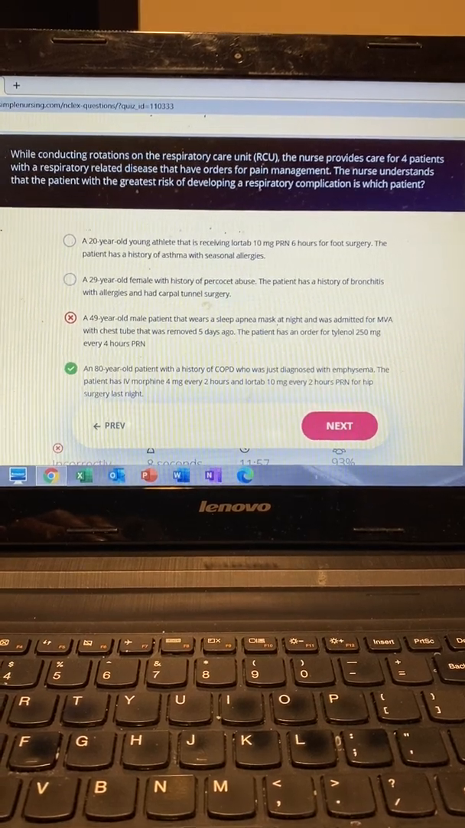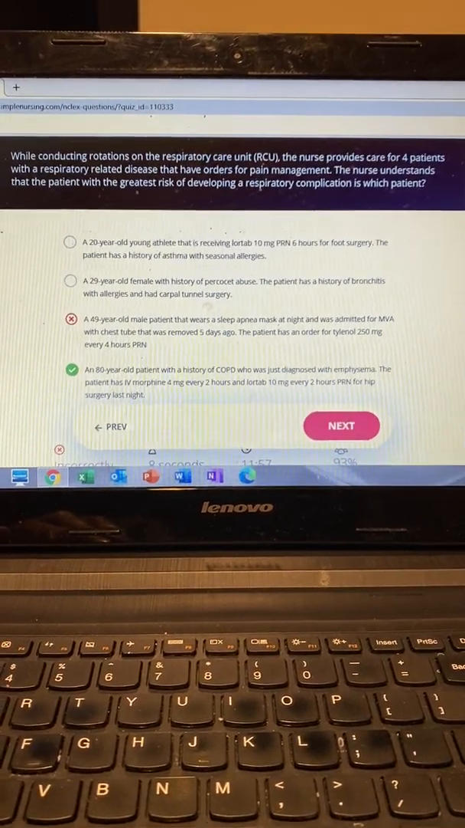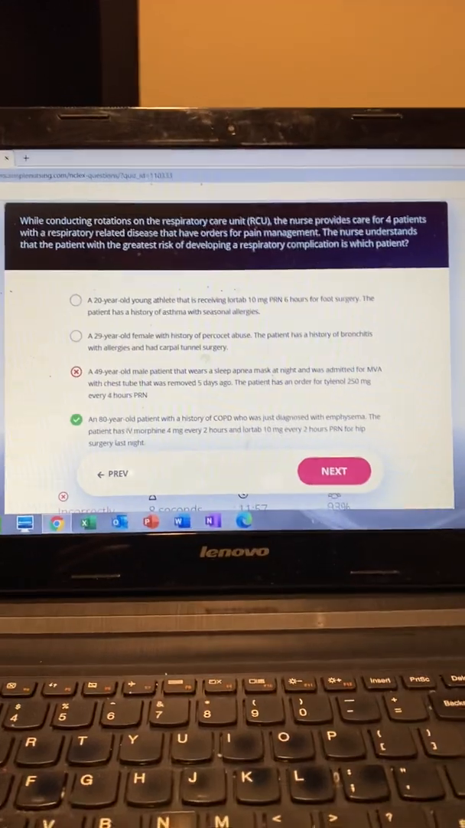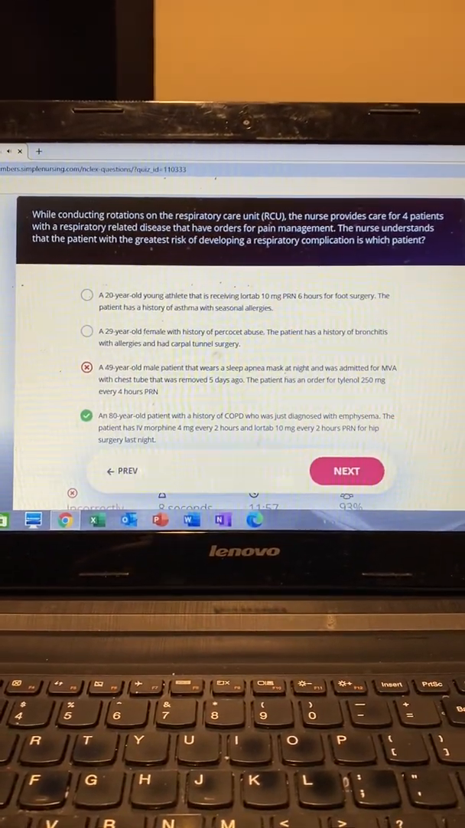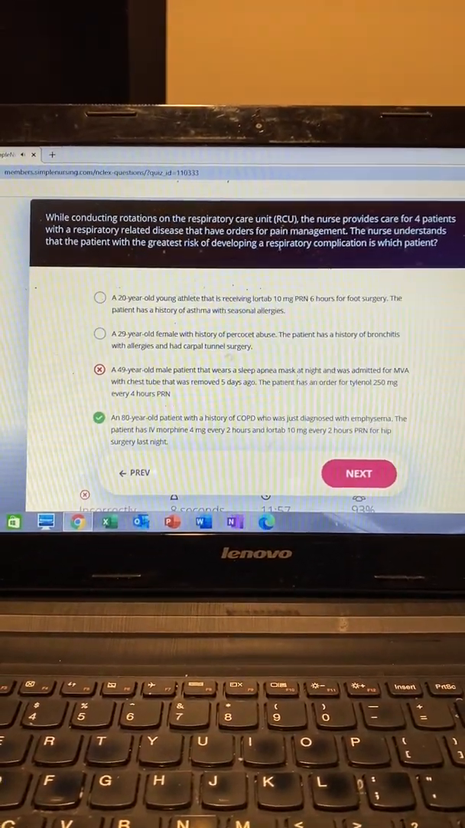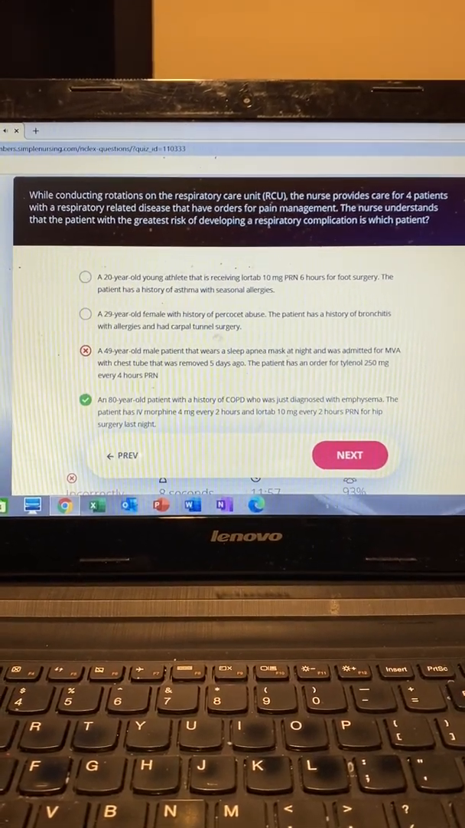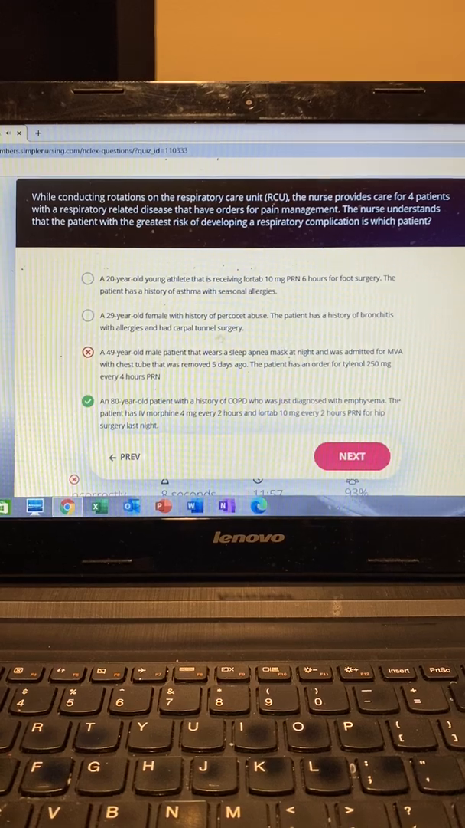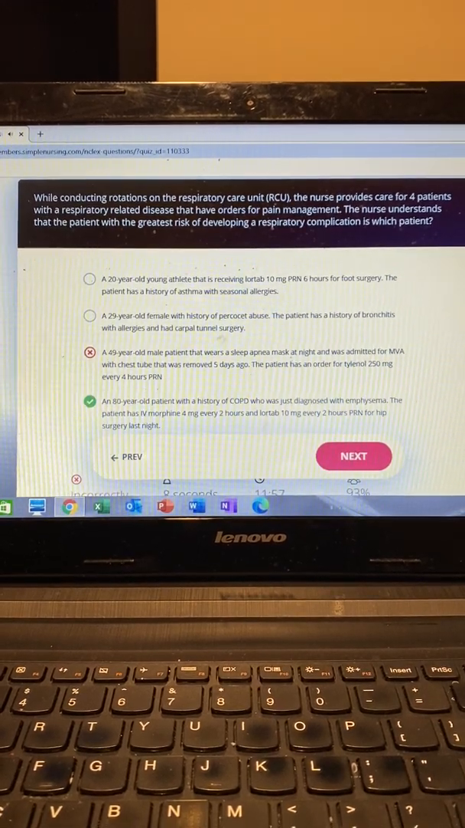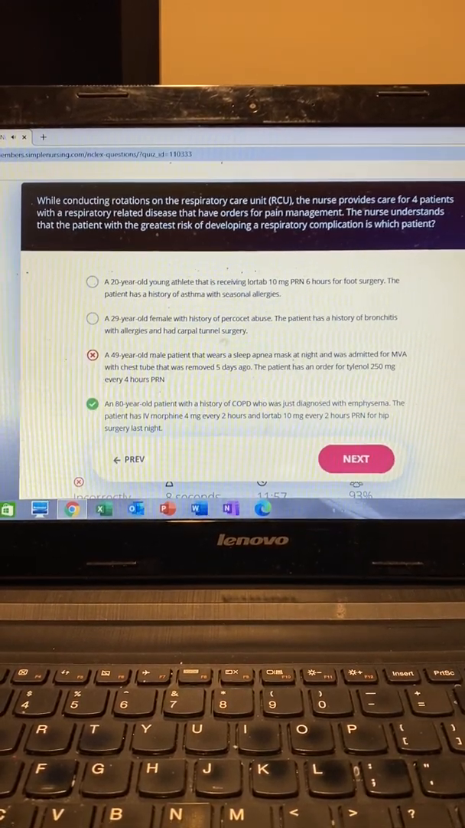So a 20-year-old with allergies or allergic asthma, Loratab, not really the greatest risk. Now if option 1 gave me an asthma attack, that would be deadly, but it's really not the greatest risk. Now option 2, a 29-year-old abusing Percocets, we're thinking bronchitis and allergies, but guys, really not the greatest risk here.